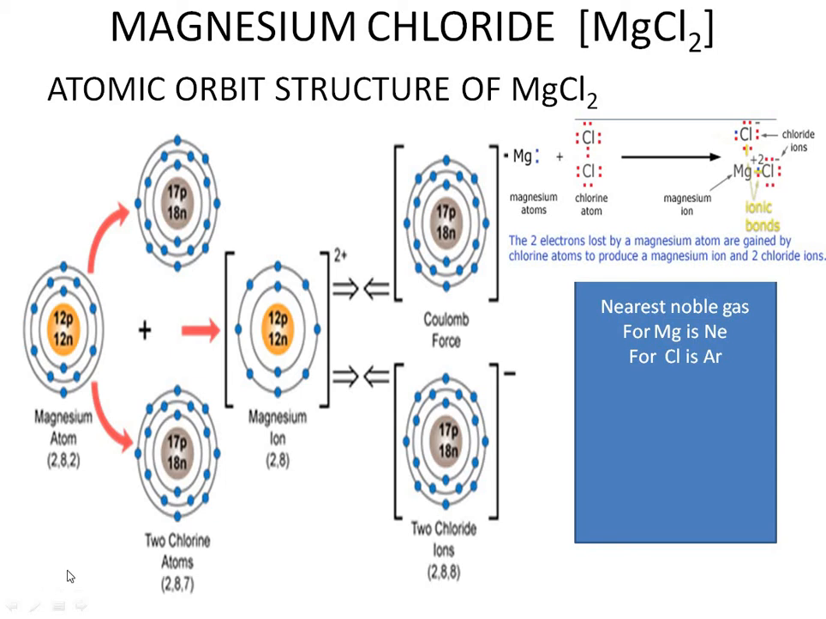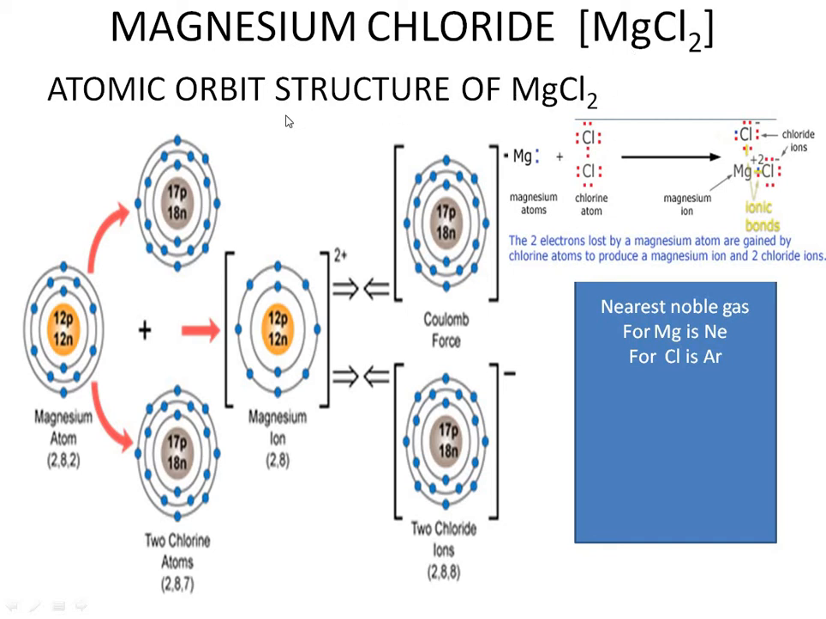Hello students, in the last class we learned about ionic bond or electrovalent bond through the atomic orbit structure. We saw the examples of sodium chloride and calcium oxide. In today's class we will see one more example of ionic bond, that is magnesium chloride, MgCl2.